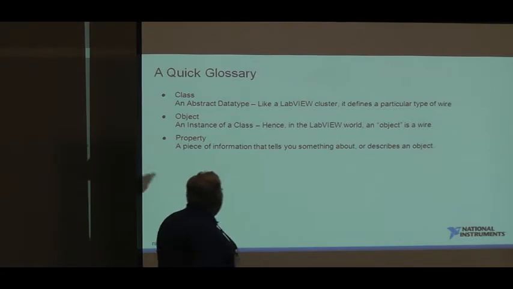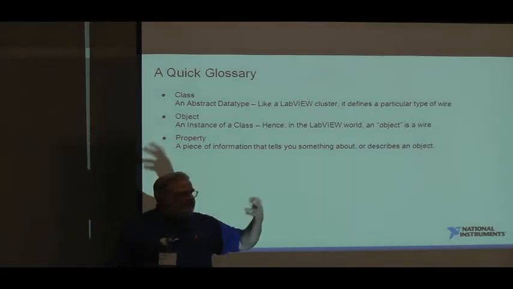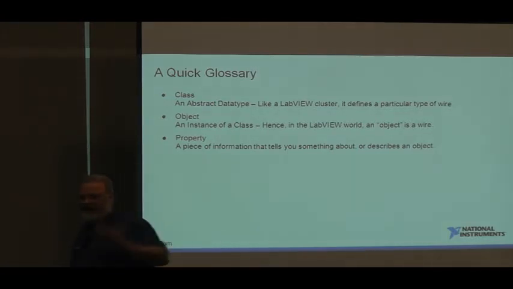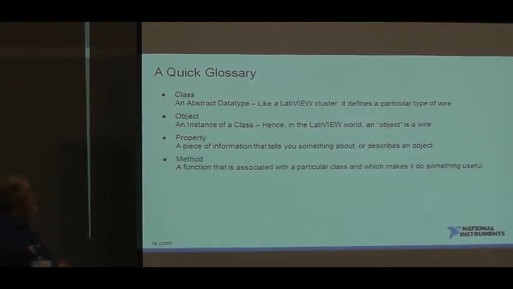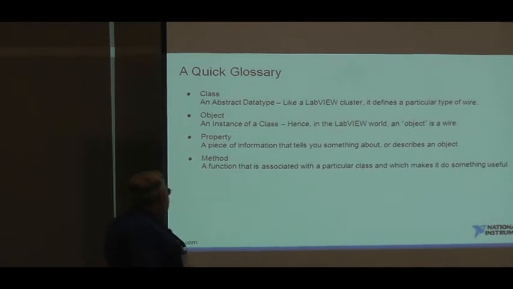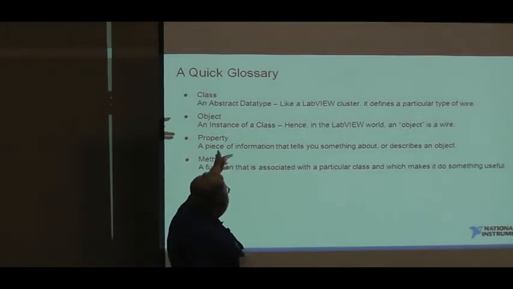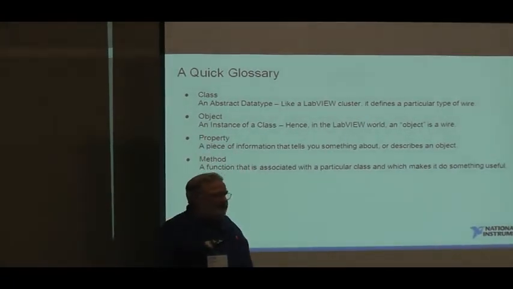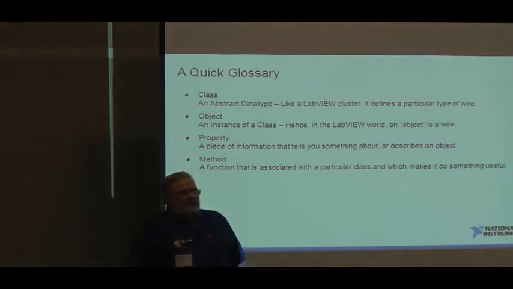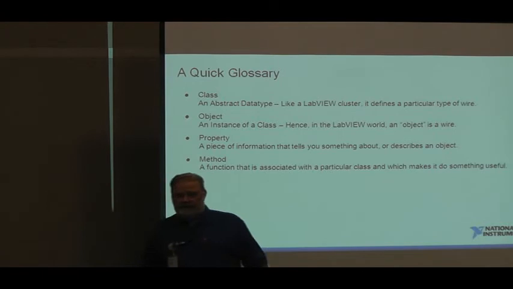Next, we have property. Property is a piece of information that tells you something about or describes an object. Okay? Then finally, you have a method. And methods are functions associated with a particular class that can make it do something useful. Now, what does something useful mean?